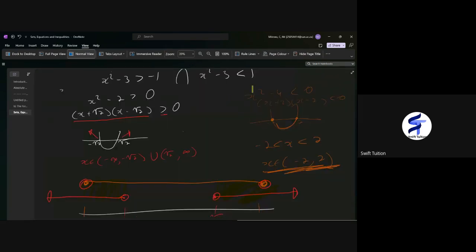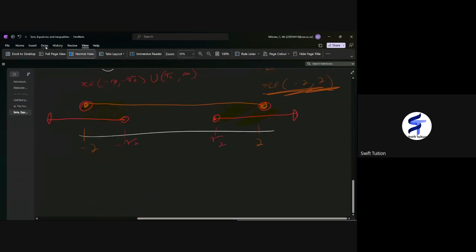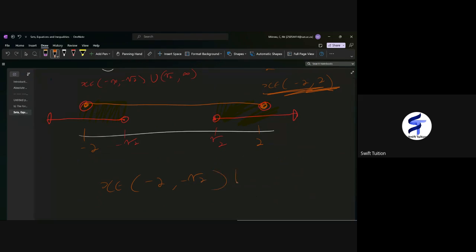All right. So the original expression asked us for when x squared minus 3 was greater than negative 1 and at the same time less than 1. When are these overlapping, right? And then we find that the overlap as a final answer will be when x is an element of negative 2, excluding negative 2, to negative root 2, right? That's when they overlap, or when we have root 2 to 2, right? So yeah, that is essentially the final answer.